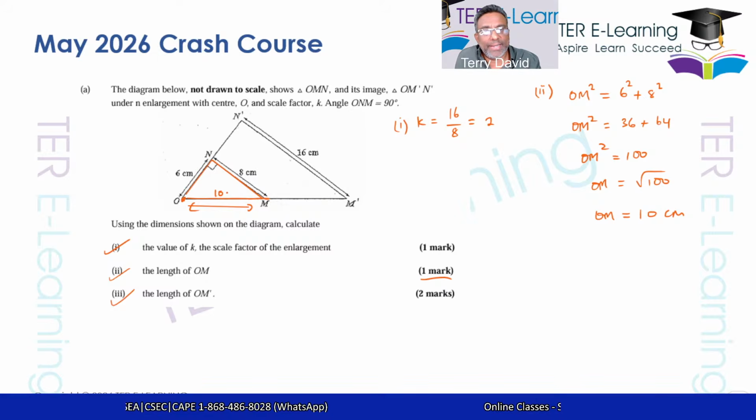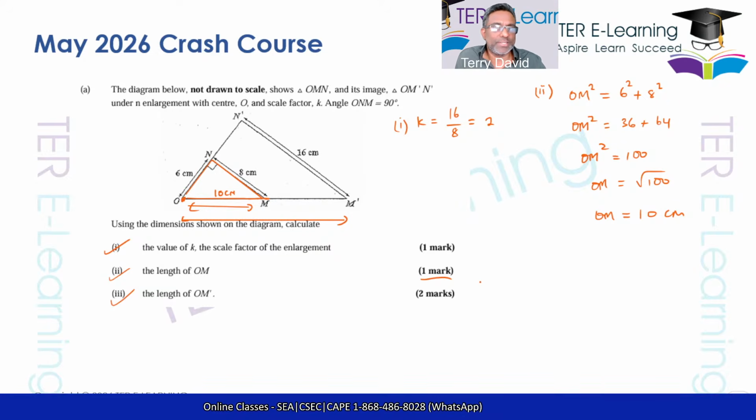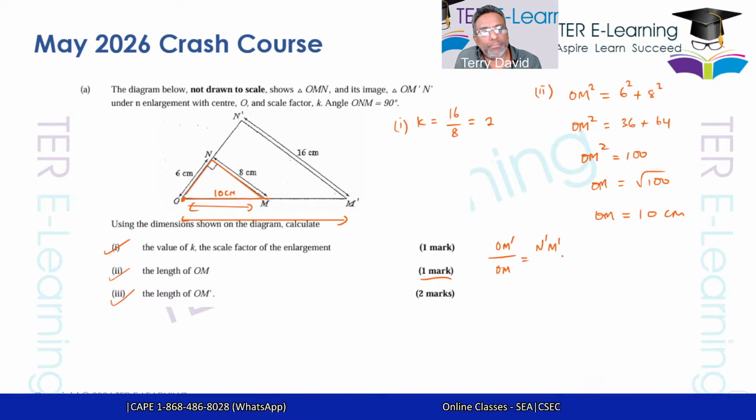So this here is 10 cm, but the length that they want me to work out is this length here. So again, just like we did in the previous question, we're going to write down the ratio of corresponding lengths. That's what you're going to do. So you can see that OM prime divided by OM is the same as saying, so we can look at N prime, M prime, all over NM, right?